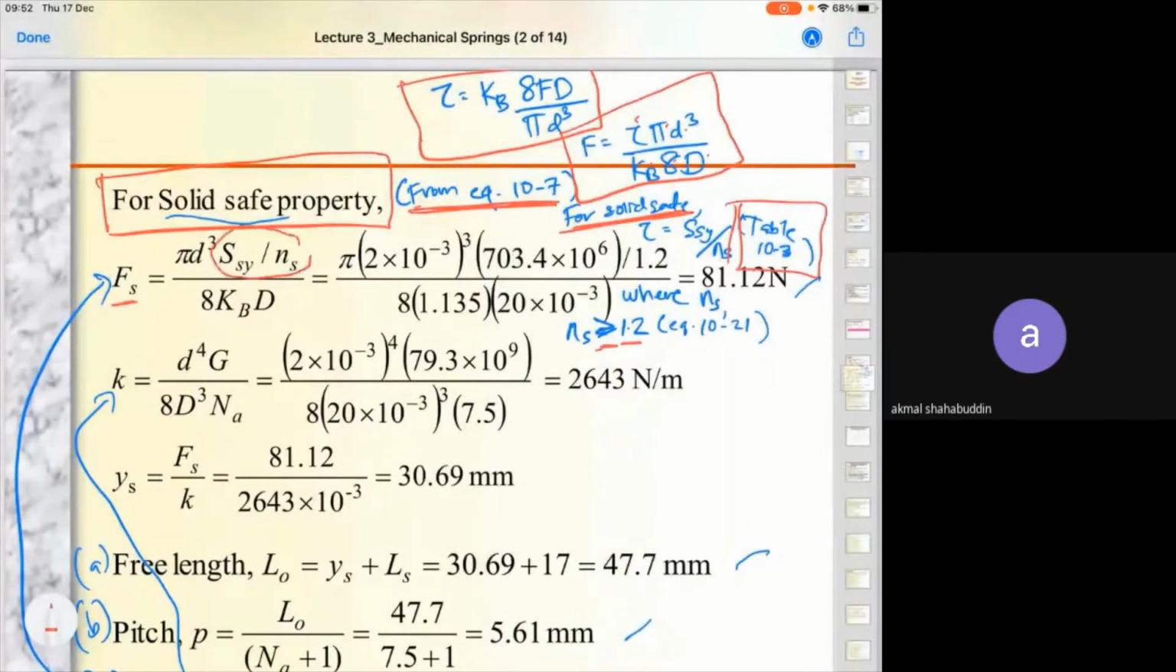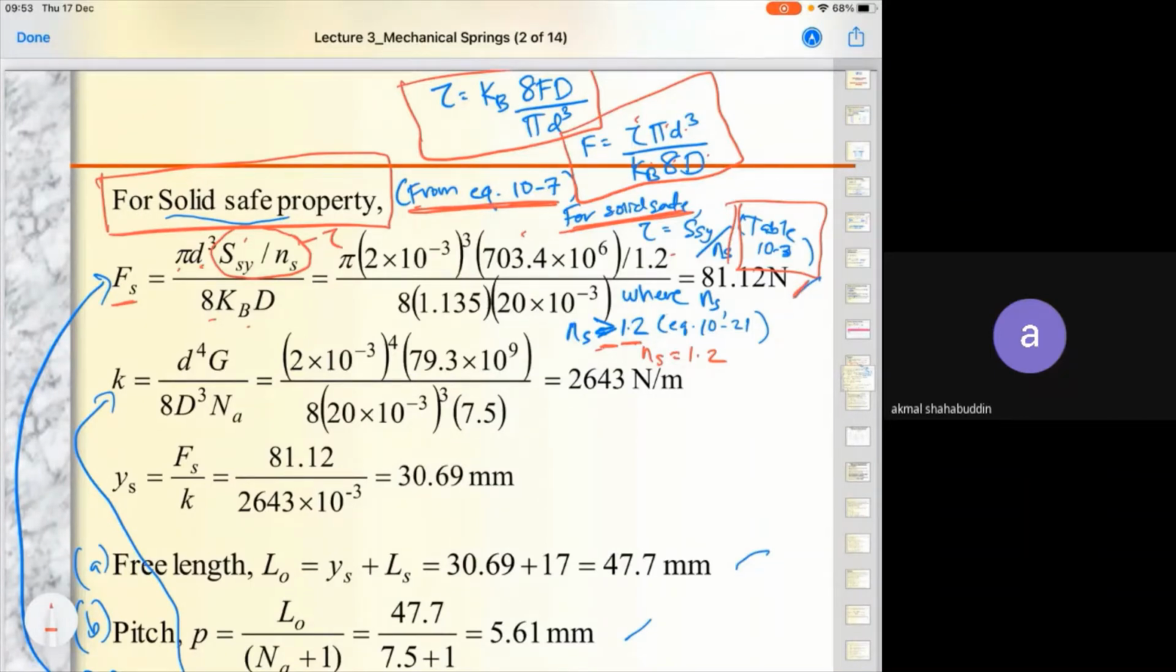Ni adalah tau. Okay, 8 kb. And then because of NS ni equal or greater than 1.2, so mathematically you ambil saja NS equal to 1.2. So torsional yield strength dah ada tadi, calculate dah sebelum ni. NS pun 1.2 and everything according to the ni lah. Then you get 81 Newton.